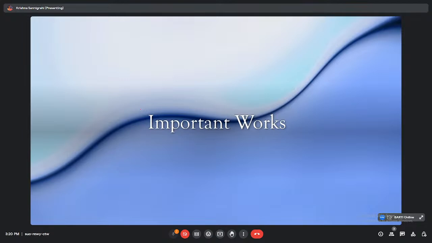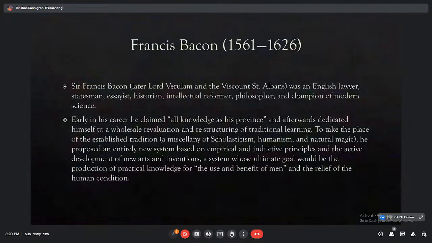Now we are going to take up certain important works which are to be studied, along with the different examples of non-fiction which we have already discussed, and you need to make a note of examples of each for better understanding. The first writer whom we are going to discuss is Francis Bacon.